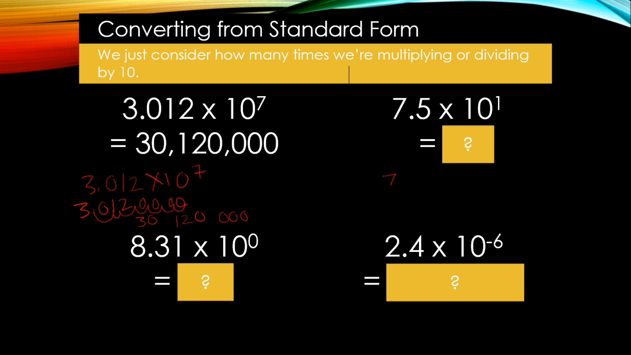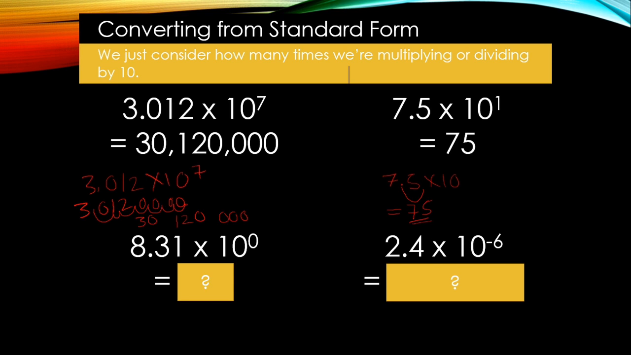This one is easy again. Whilst you work out, I'll be working out here. 7.5 times 10. We're going to move only 1 place to the right, which will give us 75. So that's very easy, right? So let's check if our answer is correct. Yes, it's 75.